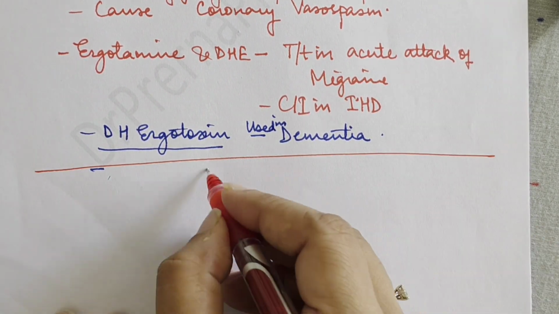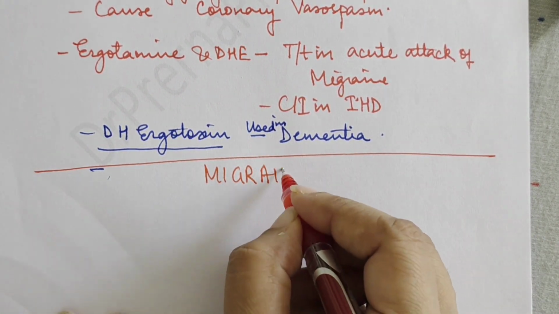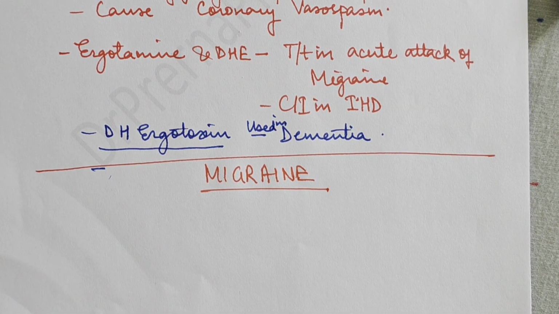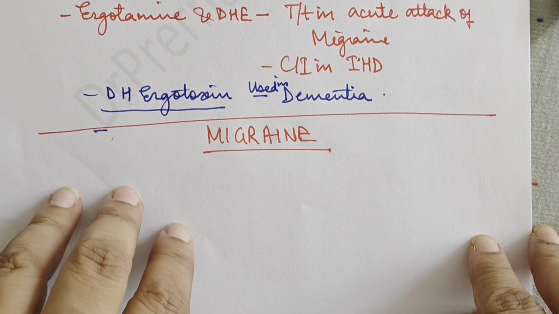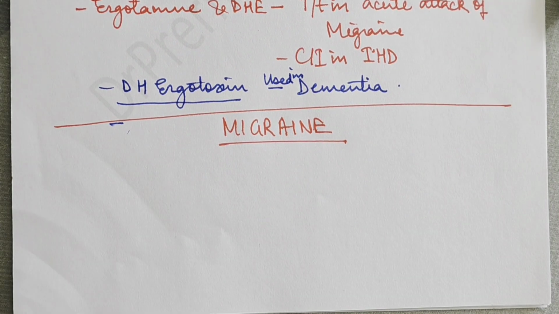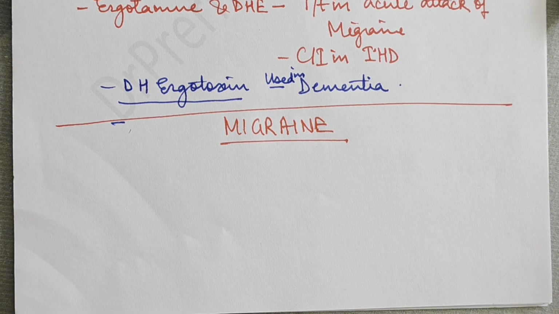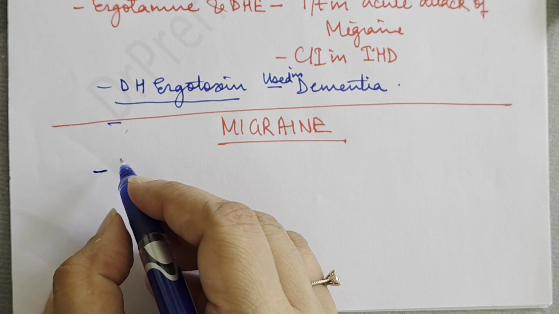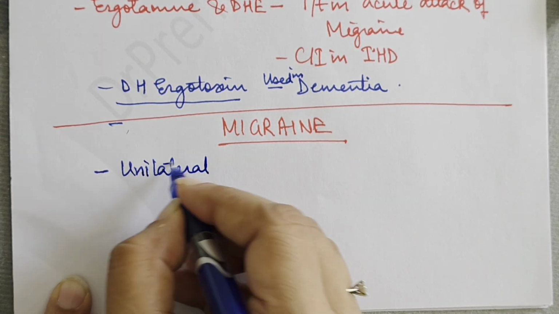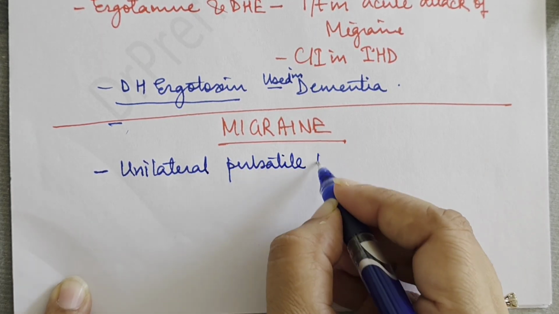The next thing that we have to start or complete is migraine. Now migraine is a very, very common headache. I have even taken a separate video on drug therapy of migraine. If anybody is interested, you can go and watch that also, where I have explained in detail about the treatment and pathophysiology of migraine. So migraine is basically what is it? It is a unilateral pulsatile headache.